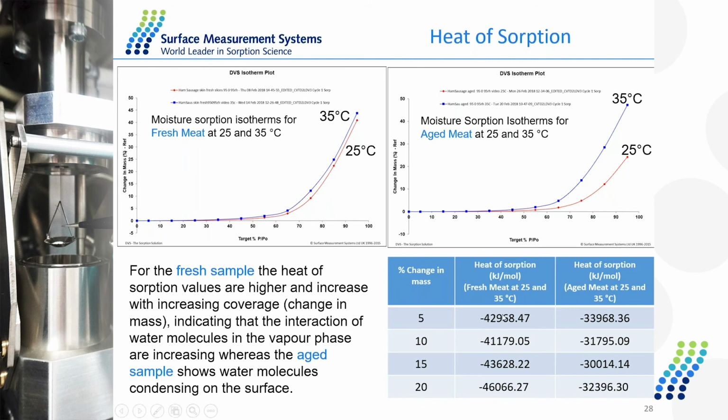And here the result shows that for the fresh meat sample, the heat absorption keeps increasing with the increasing humidity, which means the interaction between the water and fresh meat is also increasing with increasing humidity. Well, for the aged meat here, the interaction is much less, and in fact the probe molecule is just interacting with the other probe molecules, resulting in condensation rather than interacting with the meat itself.